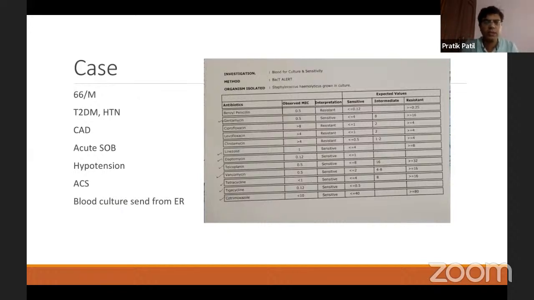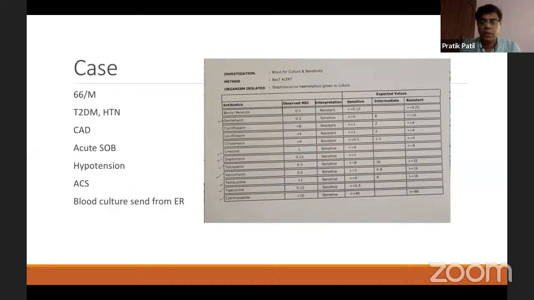So this is a case of a 66-year-old male, diabetic and hypertensive, with known coronary artery disease. He presented to the emergency room with acute shortness of breath. He had some hypotension. The ECG was suggestive of acute coronary syndrome. However, considering the hypotension, a blood culture was sent from the emergency room. Initially, the conventional treatment for ACS was started, and along with that, an antibiotic was started because of the possibility of sepsis along with the ACS.